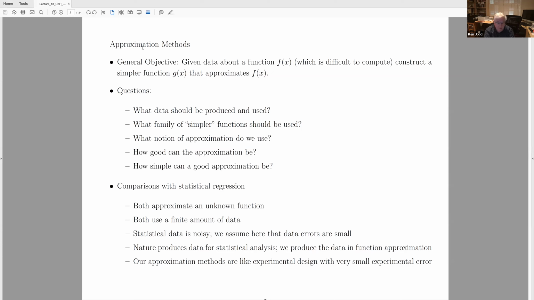Now, with numerical approximation methods, we get to choose the x's at which we compute f. We get to choose how to fit them. And also, many of the approximation methods are more like experimental design ideas from statistics and with very small experimental errors. So there are going to be many similarities with regression, but there are going to be very important differences. And we'll see them as we proceed.